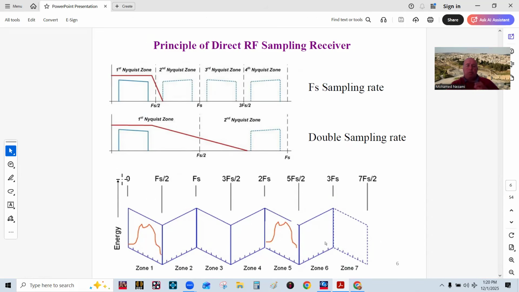So what they do is you can look at the Nyquist zones at every multiple of half of the sampling frequency. So you've got 0, and you've got the first half, then twice the first half, which is the sampling frequency, and then 3 halves, and then 4 halves, and so on to infinity.